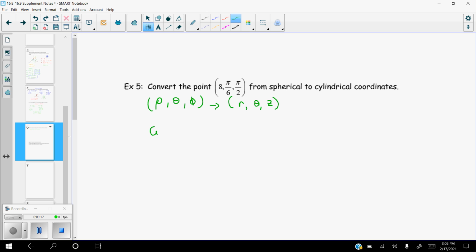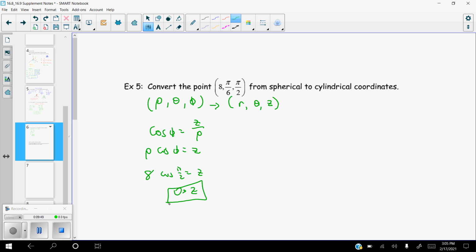So again, I'm going to start off with the fact that cosine of phi equals z over rho. But I need to find z, so let's multiply both sides by rho. So do I have rho? Yes, because that's what they gave us. That's 8. I have phi, which is pi/2. So 8 cosine of pi/2 equals z. Of course, cosine of pi/2 is 0, so that makes it quite nice that z here is 0.